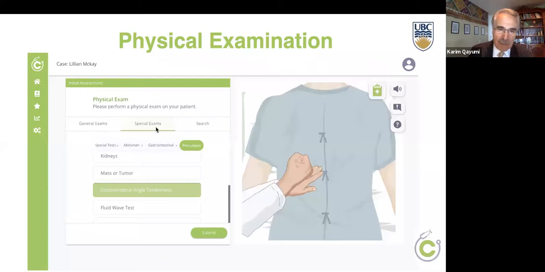With respect to the special physical examination, you can go again by categories, going down from special test to abdominal to gastrointestinal, and then percussion of the intestinal. So you can go through that. To make it easier for you, when you get to the point, you can see that those special tests are highlighted. And when you click on them, on this side would appear a doctor performing that test.